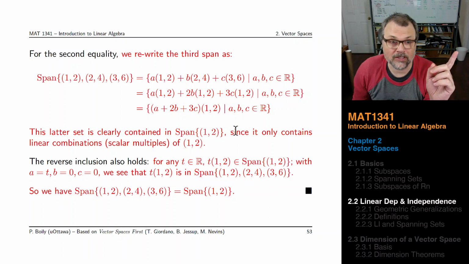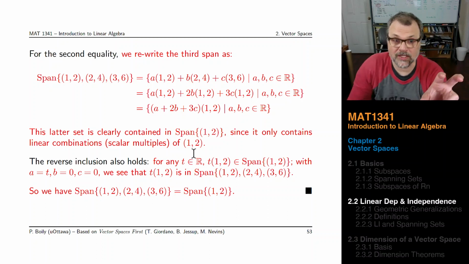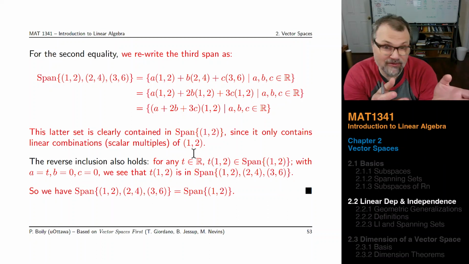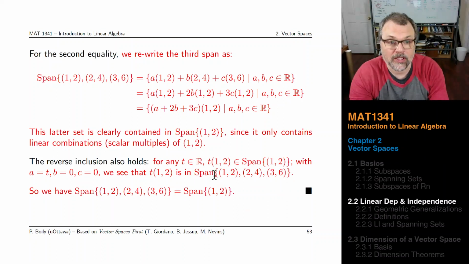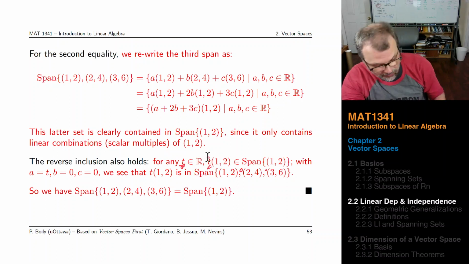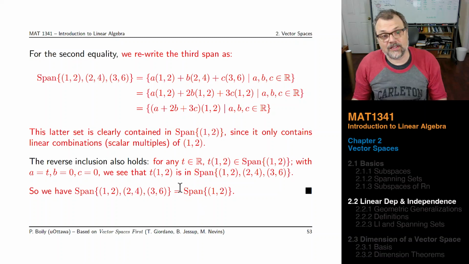It's not difficult. Give me any t and r, then t times (1,2), which is a linear combination of (1,2), is also a linear combination of (1,2), (2,4), and (3,6). All I need is to have as my coefficient for (1,2) in here be exactly the same as the t that's here, and the other coefficients would be 0, and the full sum then gives me exactly the same thing. So the span of both of these spanning sets is the same. They span the same subspace, which happens to be a line, because this thing here is a line through the origin in R2.